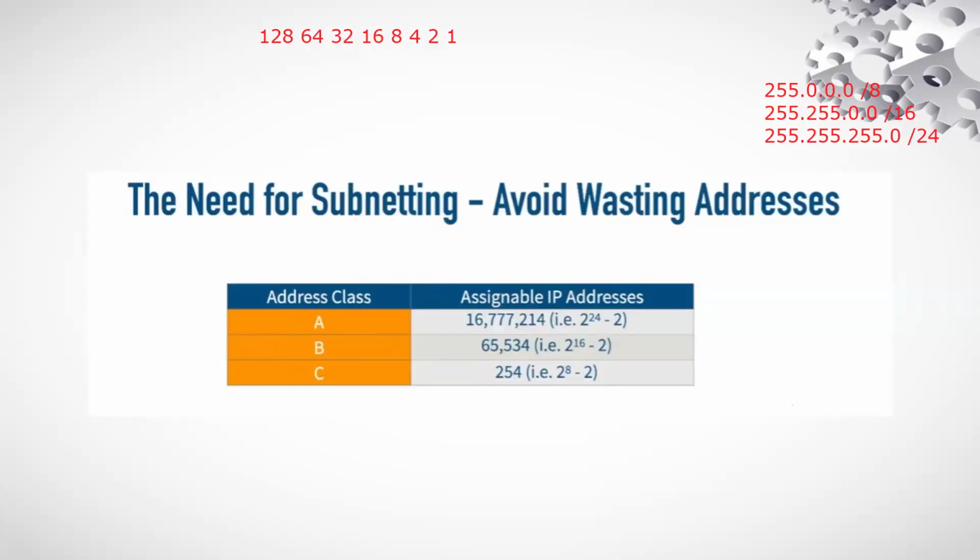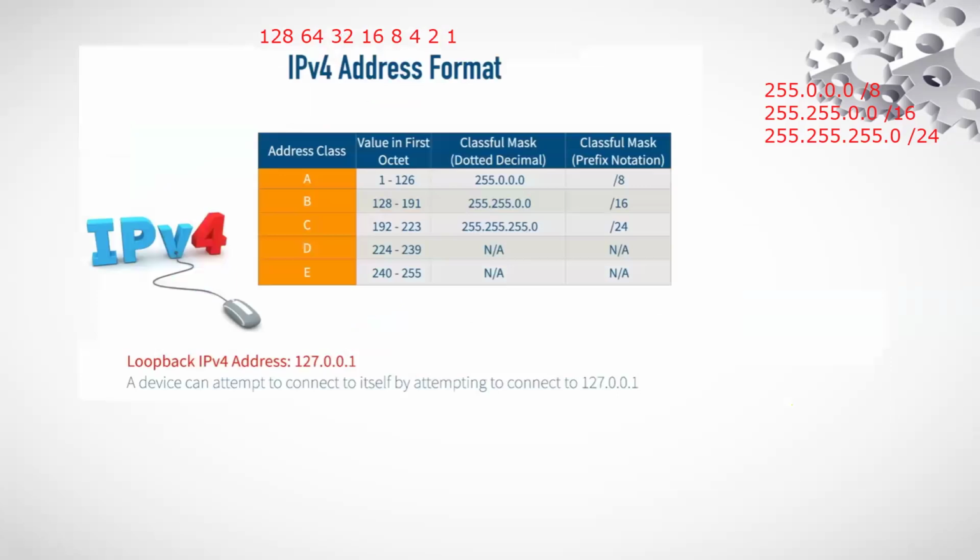Before that, what is class A? We discussed it in the previous class. Can you let me know what a class A is? 1 to 126 is class A. 128 to 191 is class B. 192 to 223 is class C. By default, class A is a /8 subnet, class B is /16, and class C is /24.